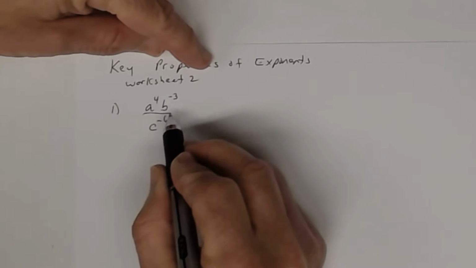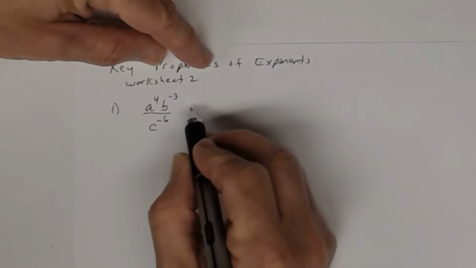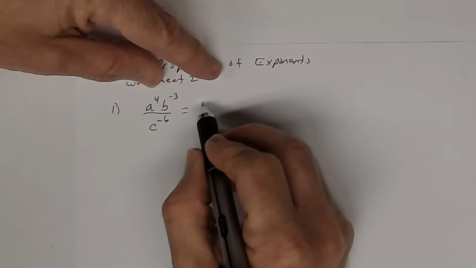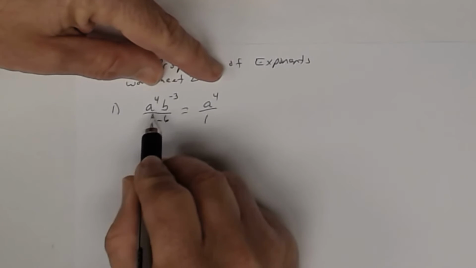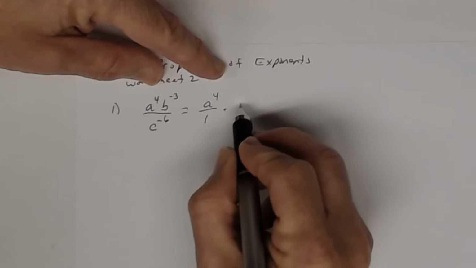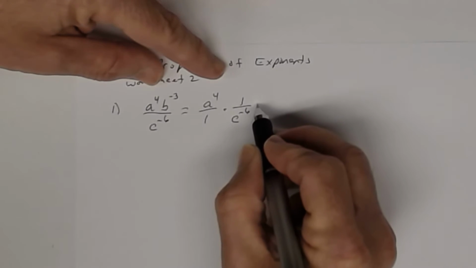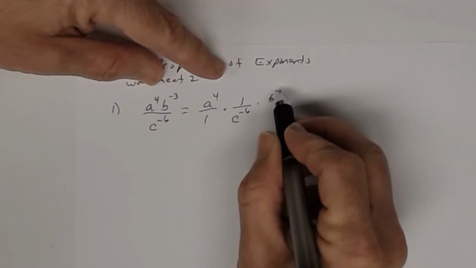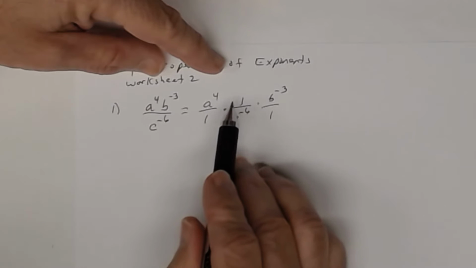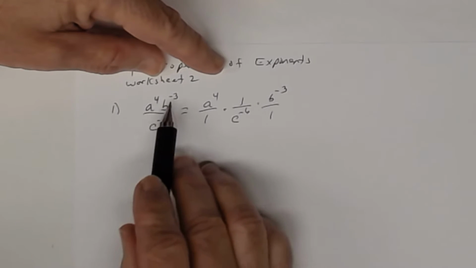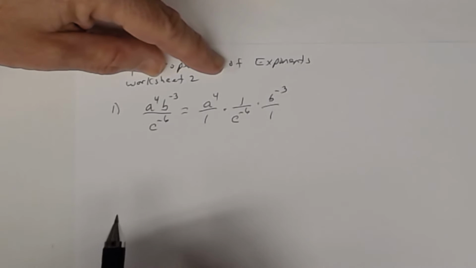Think of this: remember, this is a product right here divided by c to the negative 6. So I'm going to write it like this. I have a to the 4th divided by 1, times 1 divided by c to the negative 6, and then times b to the negative 3rd divided by 1. Notice that this product, a to the 4th times 1 times b to the negative 3rd, is the numerator, and 1 times c to the negative 6 times 1 is the denominator.